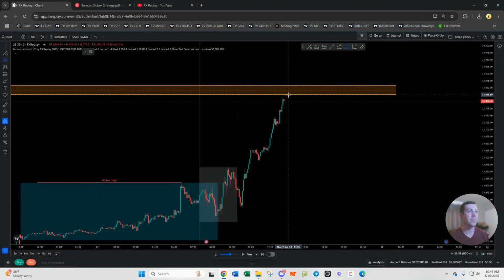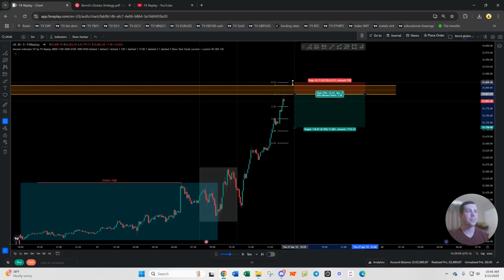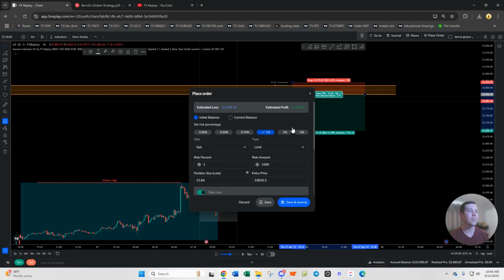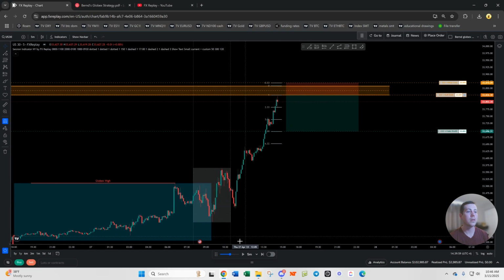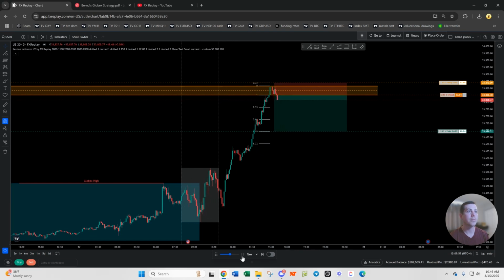So we'll put our fib on the low to the high of this zone, using the 0.33 as our stop loss. I'm just going to go ahead and target out 3R in this case. Don't have my levels quite right. Let me see. There's 3R. So it's a sell limit. I'll go auto break even after 1.5R, basically halfway towards my take profit. And we'll see how this one played out.